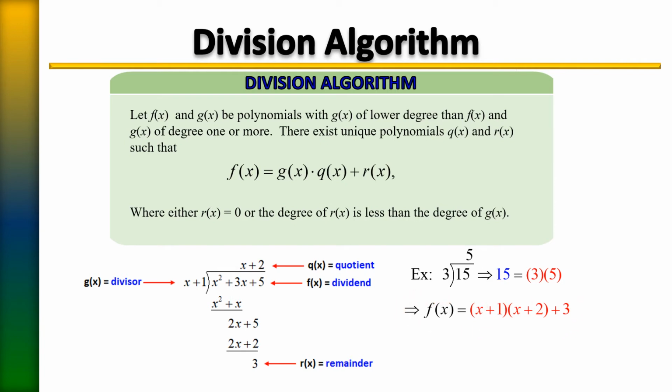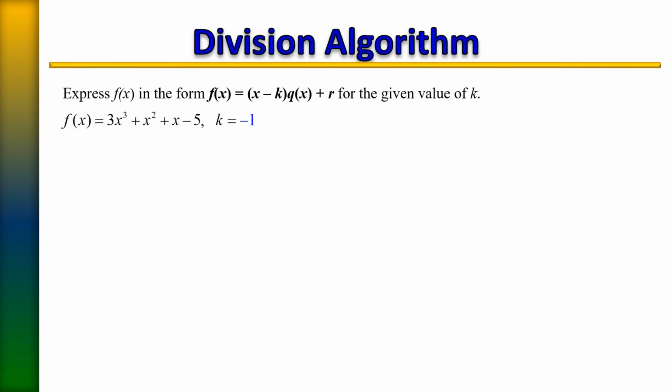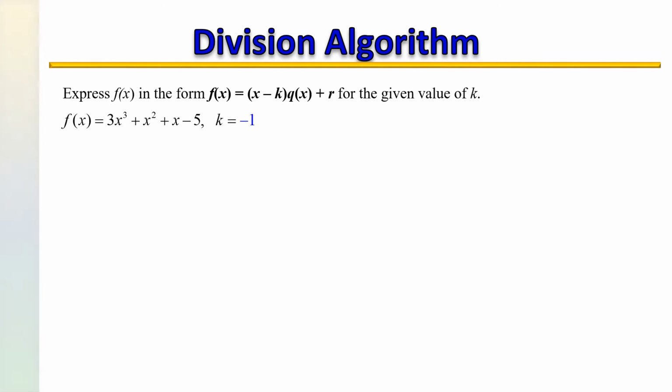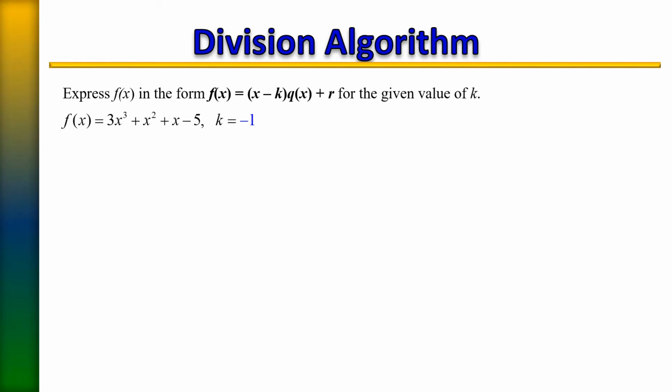The most work will involve first solving the long division or synthetic division. Once you do that, you're simply writing it in this division algorithm form. So let's do a problem from start to finish, and then express our answer in division algorithm form. We're given a polynomial, f of x equals 3x cubed plus x squared plus x minus 5, and k equals -1.